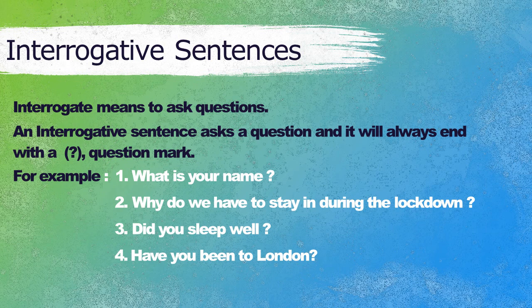Examples are, what is your name? Why do we have to stay in during the lockdown? Did you sleep well? Have you been to London? So here in each case the sentence starts with a capital letter and ends with a question mark. Such sentences are called interrogative sentences.